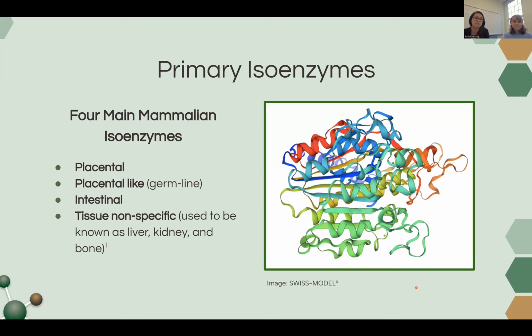There is placental-like, which is like germline, intestinal, and tissue nonspecific, which used to be commonly known as liver, kidney, and bone, just because it did so much. And after much research, they realized it encompassed a lot more. And this picture is a depiction of our protein that we made in Swiss Model.